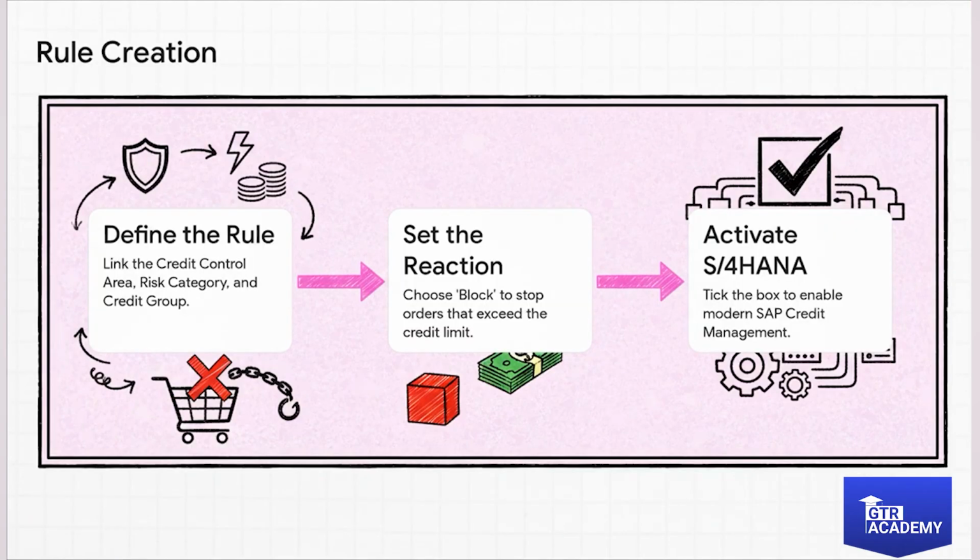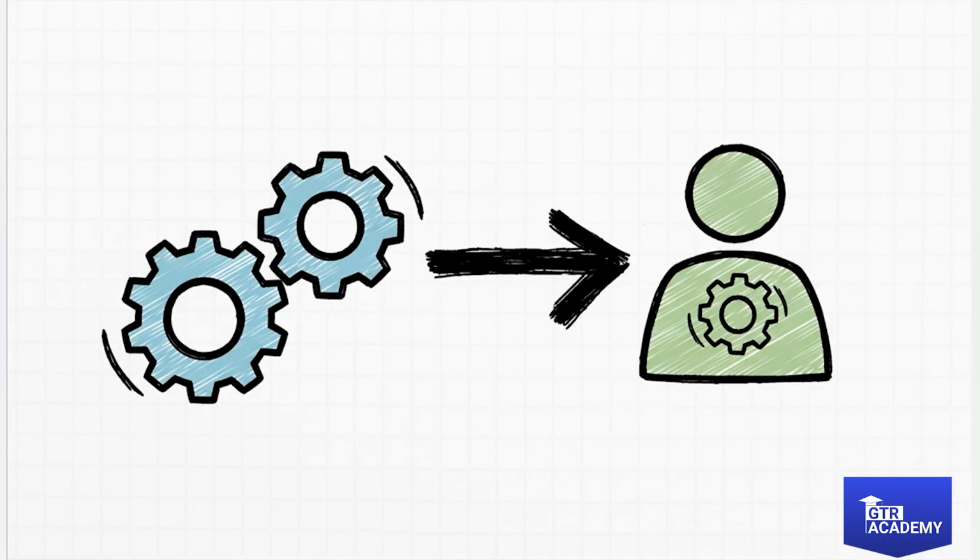So here's the crucial point. You create a rule by combining three things: the control area, the risk category we just defined, and a credit group. Then you tell the system what to do. In our case, we set the reaction to block. And finally, you just tick a little box to activate the modern S/4HANA Credit Management engine. It's that simple. So our system-wide rule is ready to go.